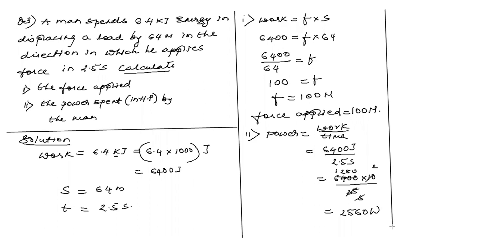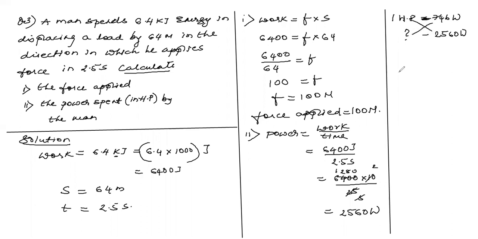Okay. So what I'll do is, 1 horsepower is 746 watts. Remember, 1 horsepower is 746 watts. So 2560 watts will be how many horsepower? Got it? Remember.